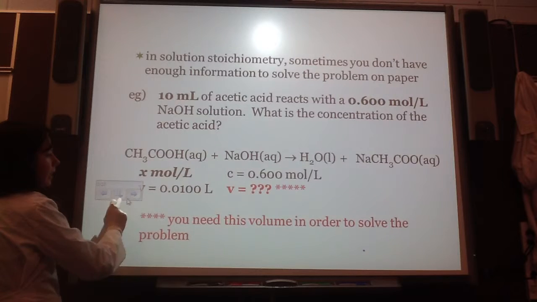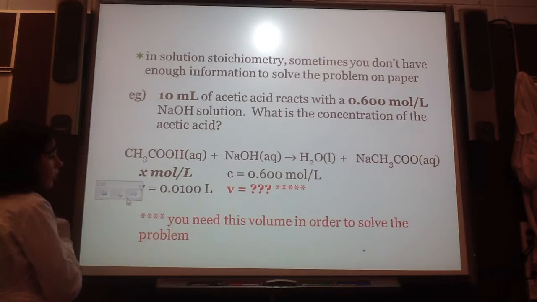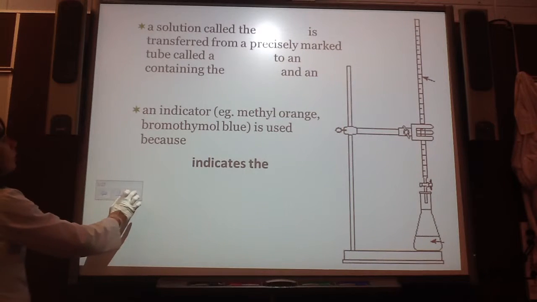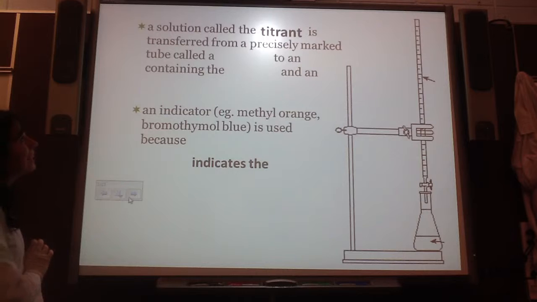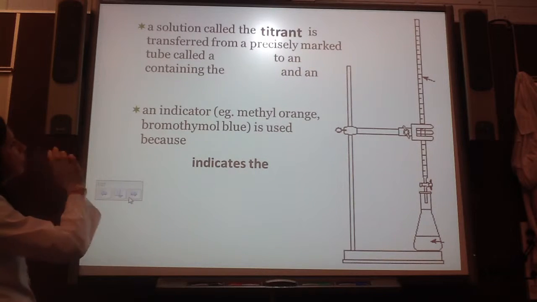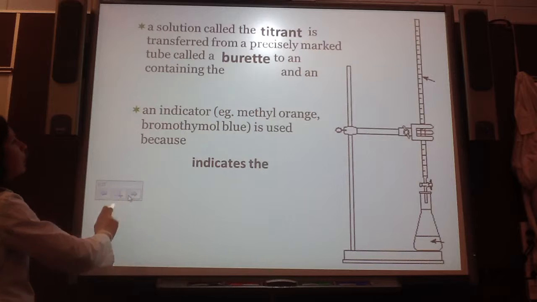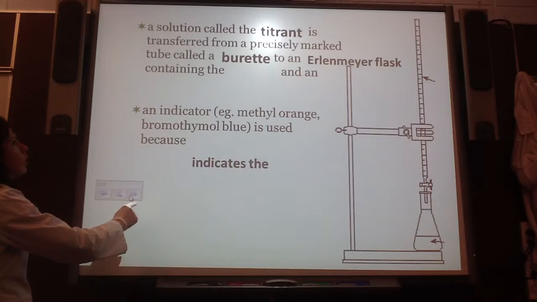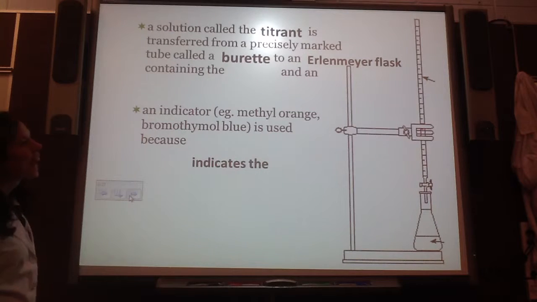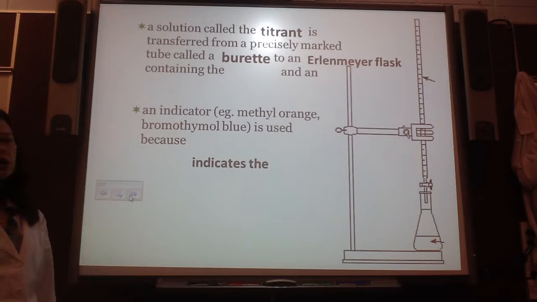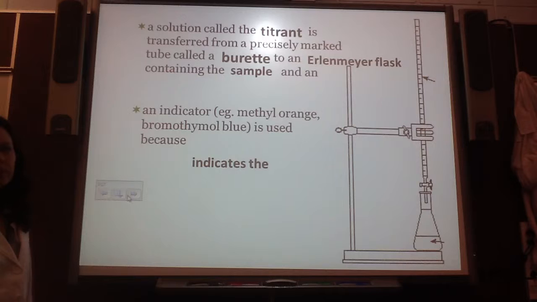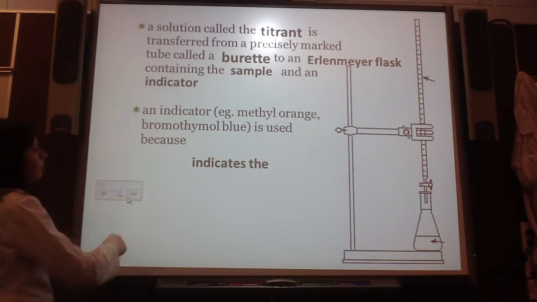Okay. All right. So you need this volume in order to solve the problem. All right, so when we look at our equipment, a solution called the titrant is transferred from a precisely marked tube called a burette to an Erlenmeyer flask containing the sample and an indicator.